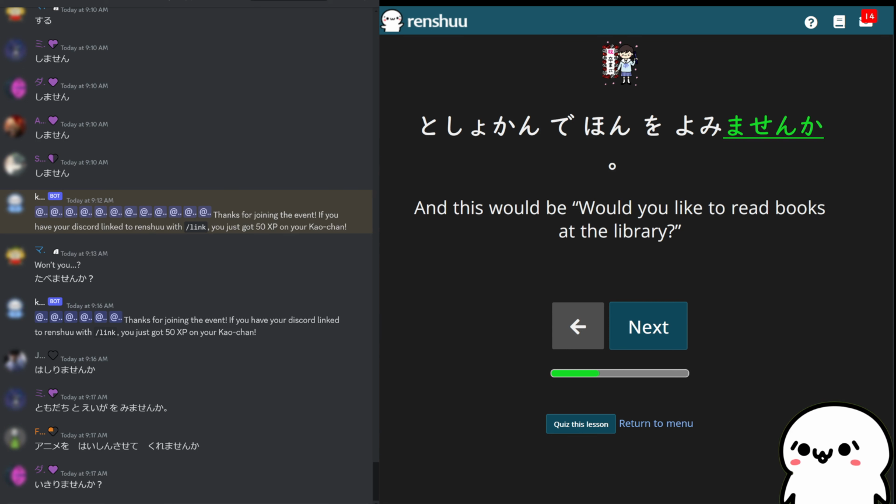Someone else is making it a bit more complex using some grammar that we haven't quite gotten to in our beginner lessons, linking those verbs together.